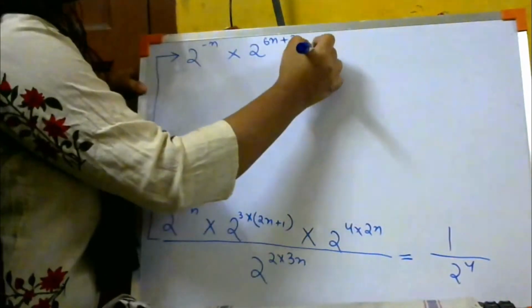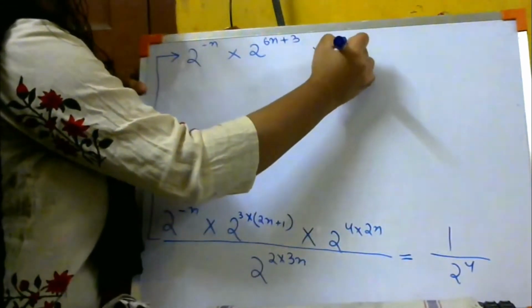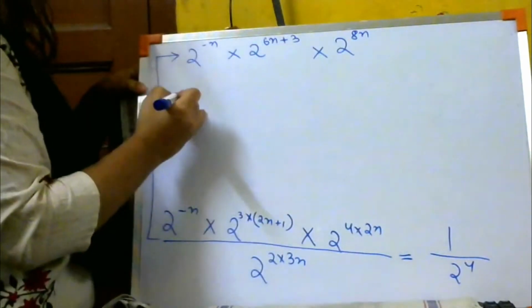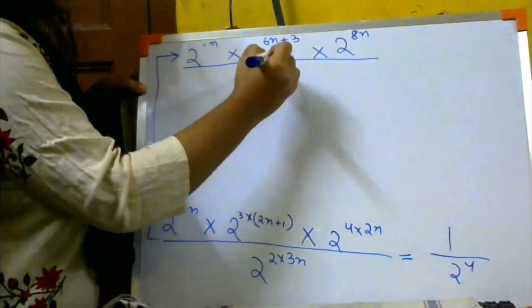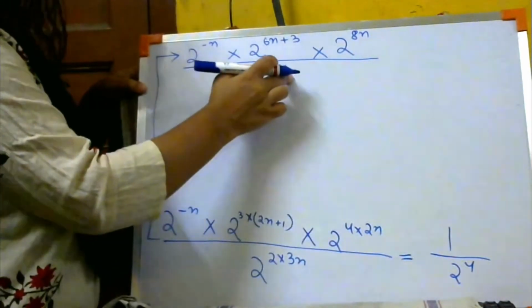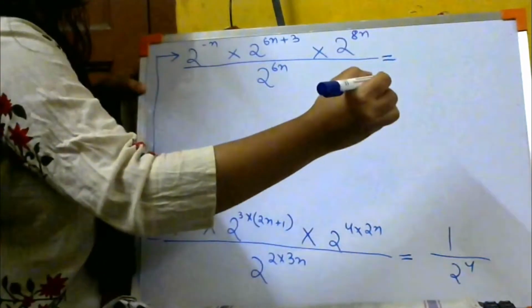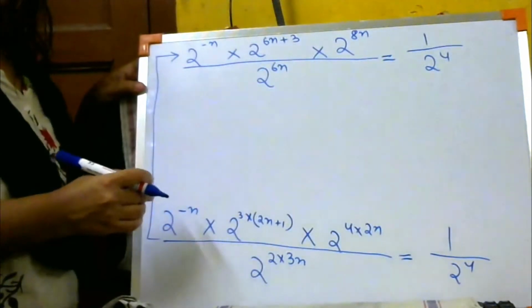Clear? Now, into 2 to the power 4 into 2n, meaning 2 to the power 8n. 4 2s are 8 and n will sit over there. Divided by 2 to the power 6n. 2 into 3 is 6. So n, 2 to the power 6n equals 1 by 2 to the power 4. Clear? Did you understand this?